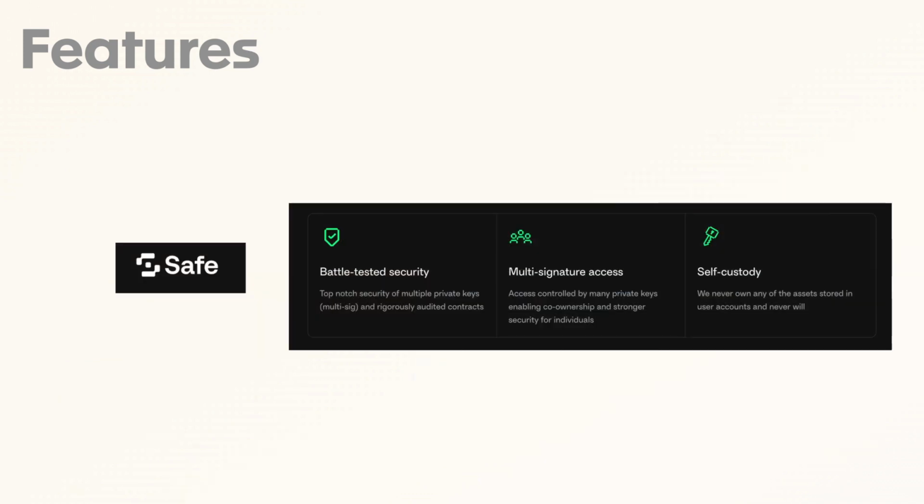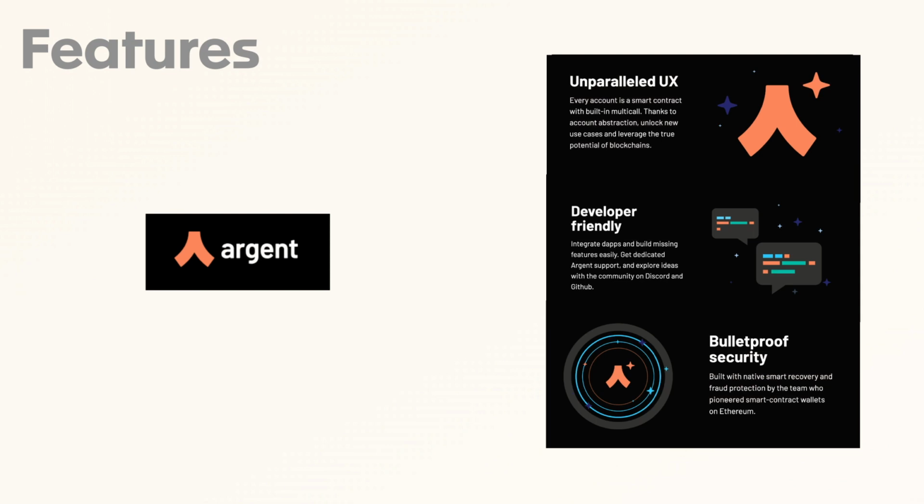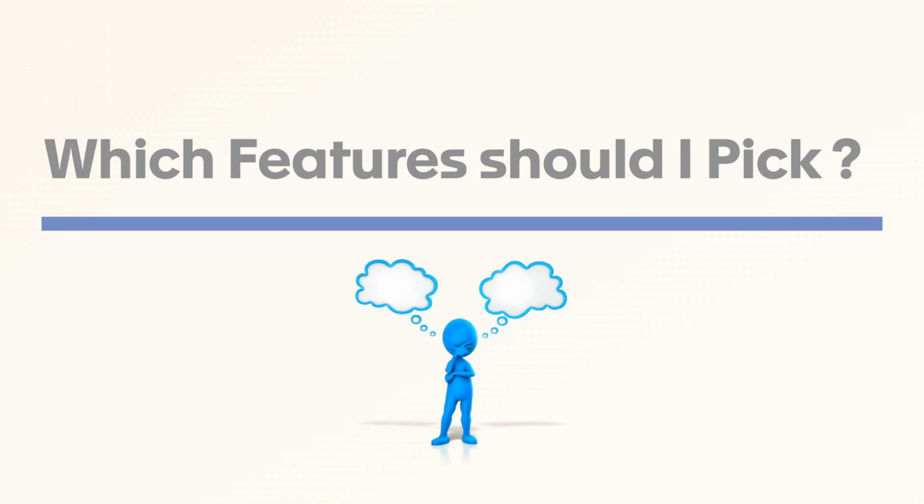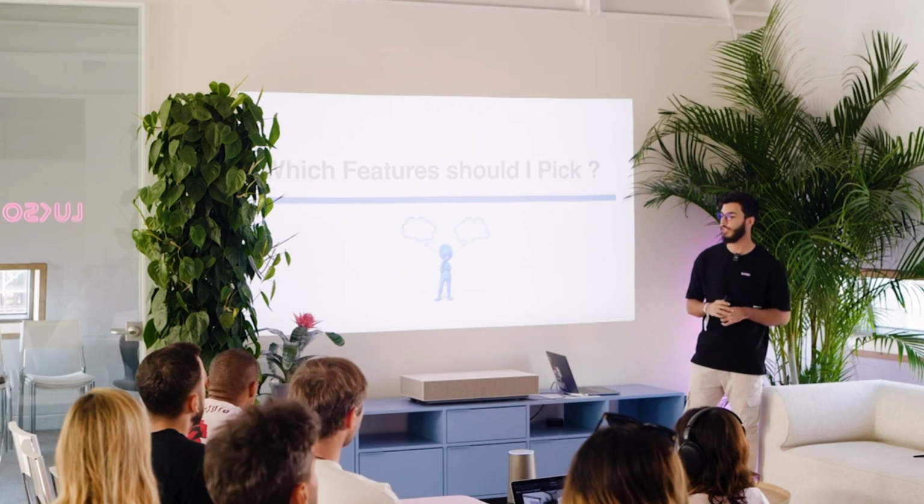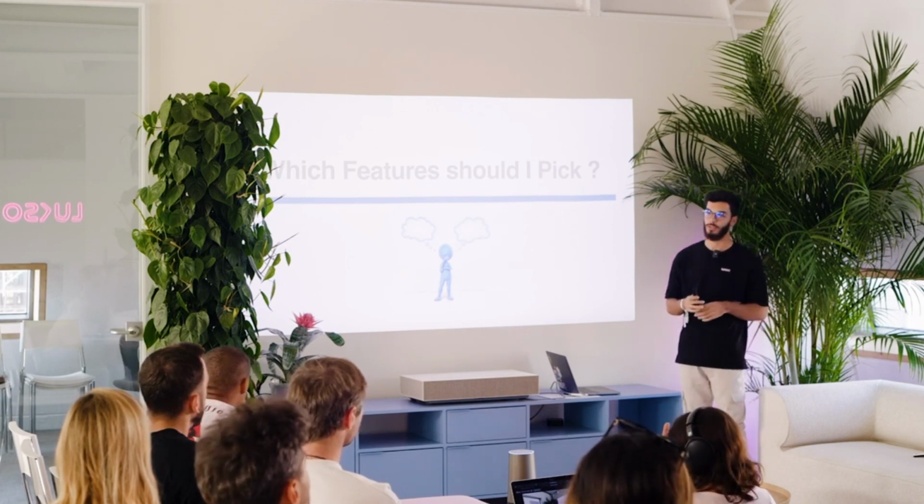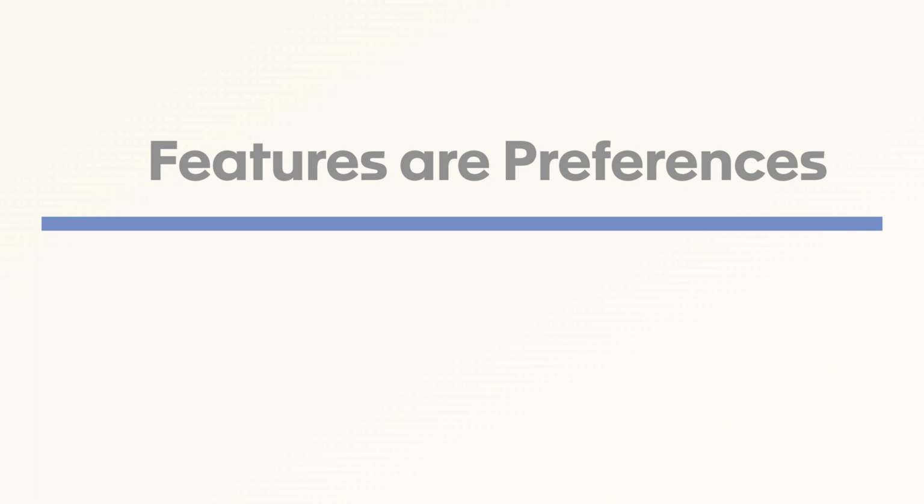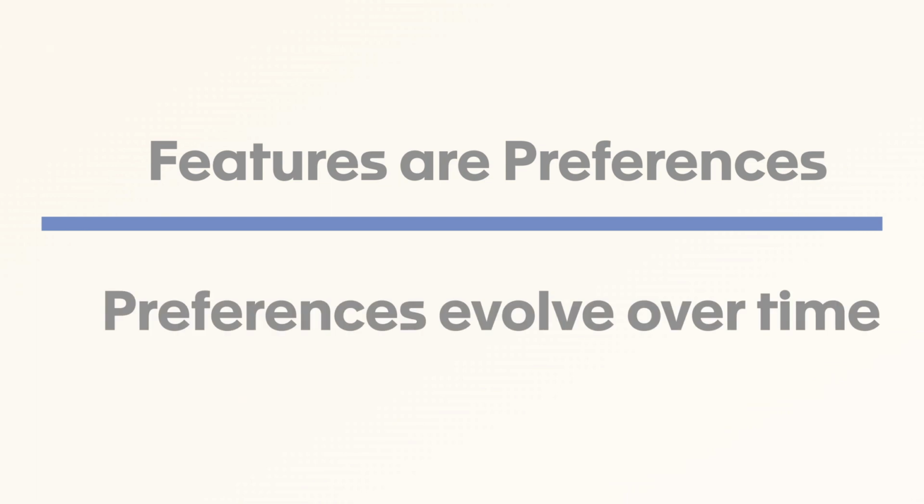They go see Safe, they have multi-signature access, they have modules to attach, extendability. With Argent, you have some multi-call features and native smart contract recovery, etc. So now again, you're confused and saying, what features should I pick and what are the essential features that my smart contract account should include? And the answer is, it does not matter, because features are preferences, and preferences evolve and change over time.